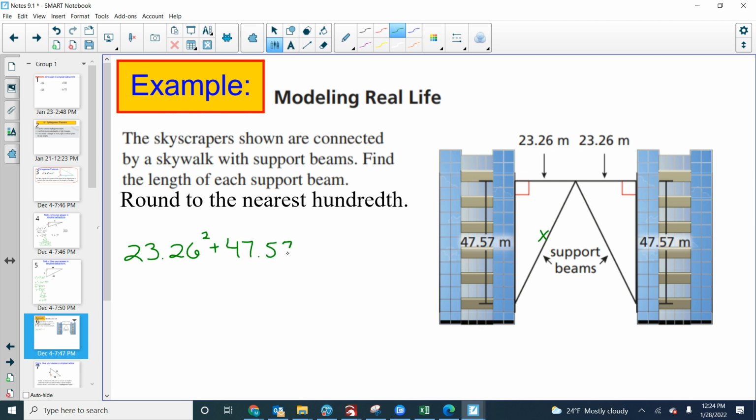Did everyone get that set up? The support beam is the hypotenuse, correct? Excellent.